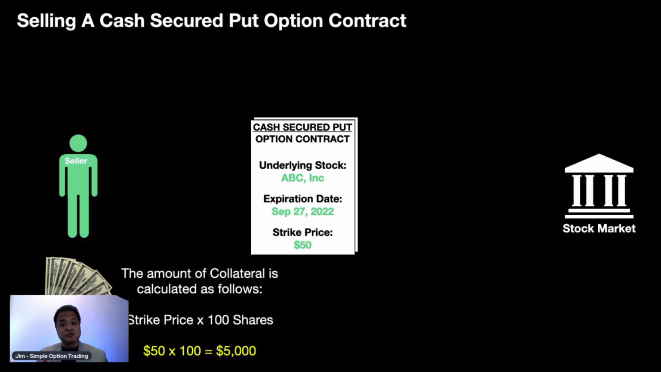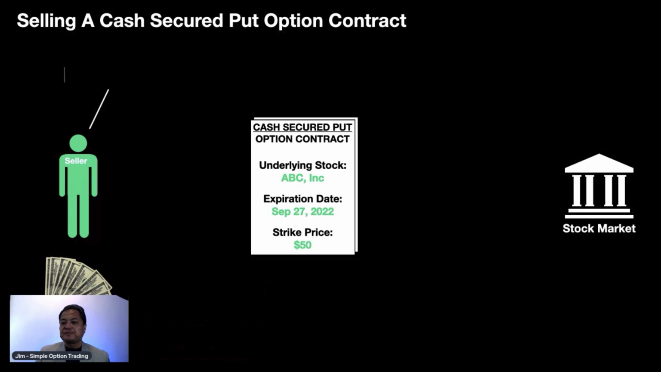Now, guess what happens if it's two contracts, right? So two contracts, 200 shares, it would be $50 times the 200 shares. I would need to reserve $10,000 as my collateral. Now, that collateral is not getting spent. It's still in my trading account. It's just reserved or earmarked as being obligated to the option contract, which means that I can't touch it. That $5,000 is still in my account, but I'm not allowed to touch it because I've reserved it as a way to secure the put contract. And so that's why it's a cash secured put option contract.